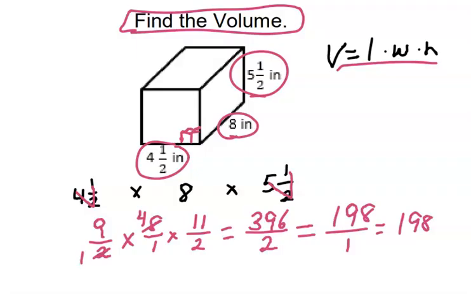So it's going to be in inches. We are finding the volume. So is that inches squared, just regular straight inches? No, it is inches cubed. Okay, so there is our answer, 198 inches cubed. Okay, that's all there is for that one.